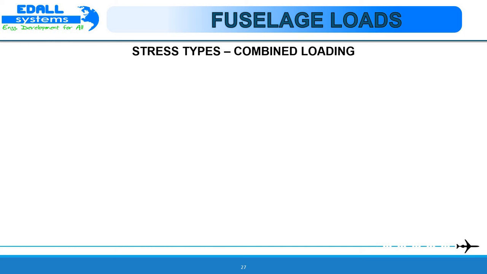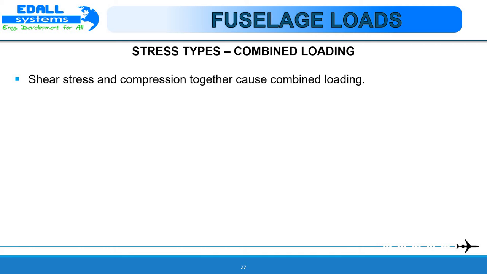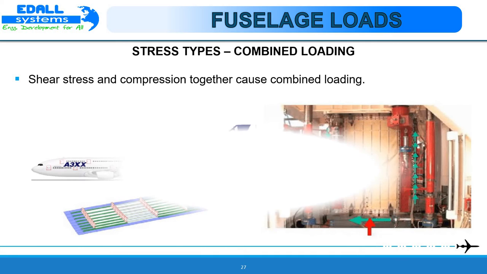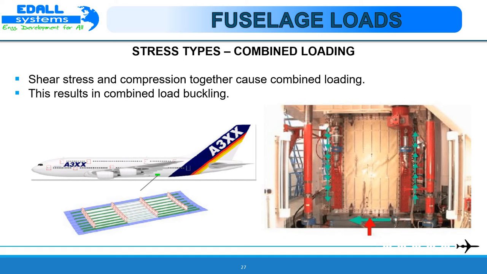Another stress type is combined loading. Shear stress and compression together cause combined loading. This results in combined load buckling. This panel taken from the fuselage is kept under testing for combined loading, where the green mark shows the shear on the component and the red shows the compression, due to which wrinkles are formed on the fuselage part, which proves that combined loading also causes some damage to the aircraft fuselage.